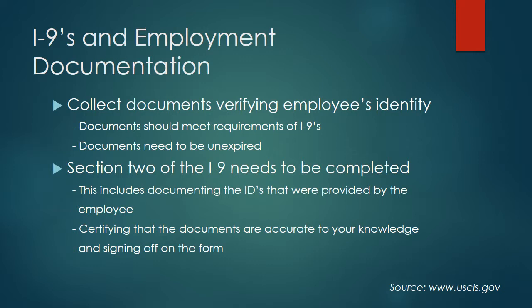It is then the responsibility of the employer to complete the rest. The employer is responsible for collecting the documents that identify the employee and making copies of these. An employer should ensure that they meet the requirements of the I-9 documentation and the IDs are unexpired. Then Section 2 of the I-9 form needs to be completed. This includes documenting the IDs provided and certifying that the documents are accurate.